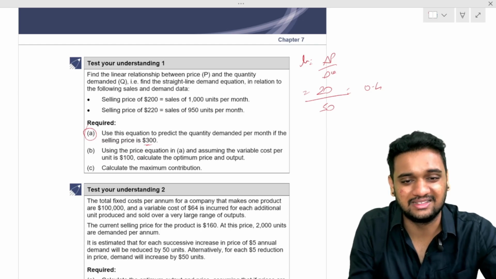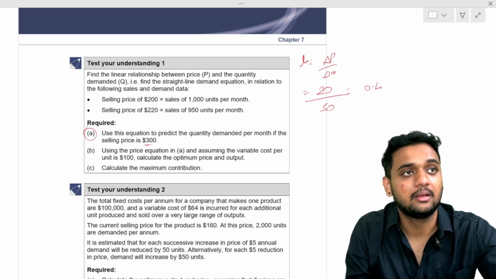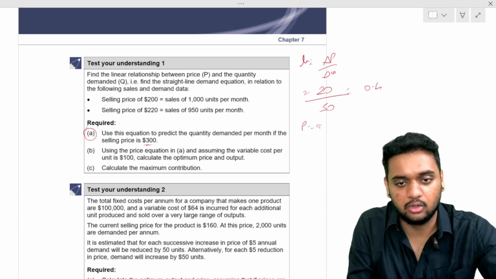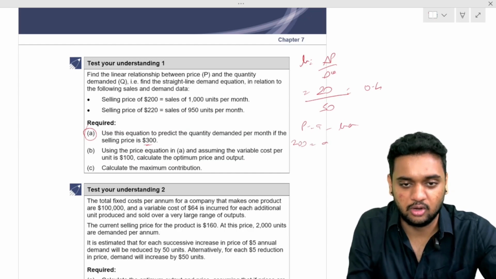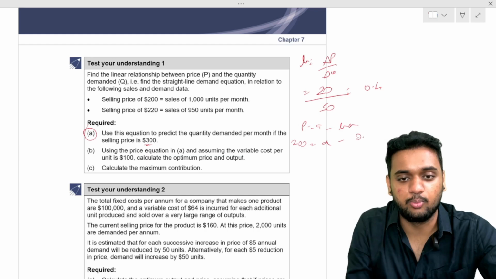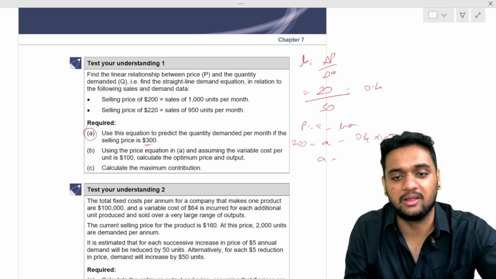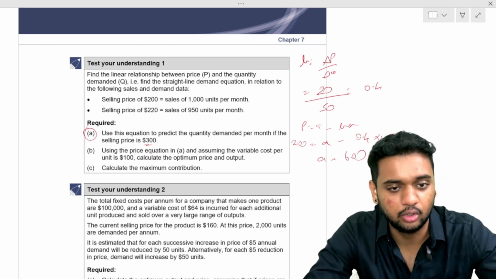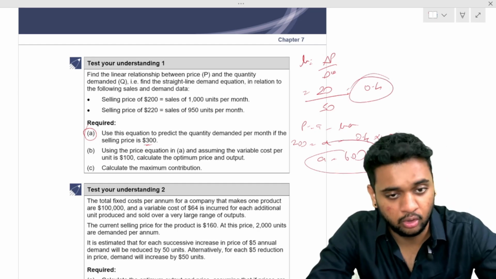With this, we can substitute in any of the equations and find A. We will take the first equation. P is equal to A minus BQ. P is 200, equal to A, which we have to find out, minus B, which is 0.4, into Q, which is 1000. I'll give you time to write. So if you do this, A is equal to 200 plus 400, so A is equal to 600. So A 600 is found out, B 0.4 is found out.